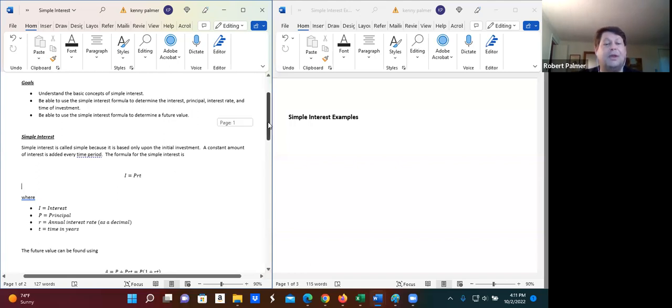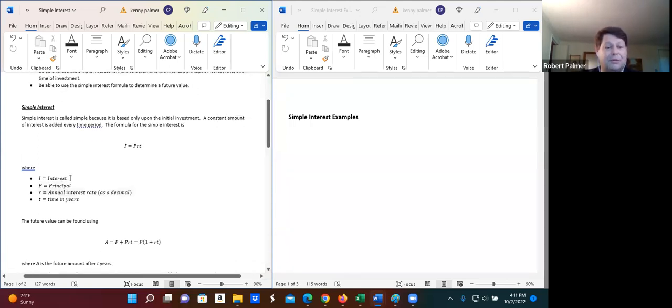Here's the formula. The interest, I, in dollars, is equal to PRT. P is the principal, your initial investment, which you first put in, in dollars. R is your annual interest rate, and in the formula it's always put in as a decimal. T is always your time in years. So if your time is not given in years, you have to convert it to years, and if your interest rate is given as a percent, it has to be converted to a decimal.